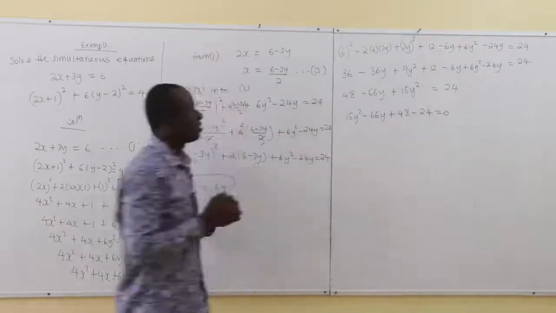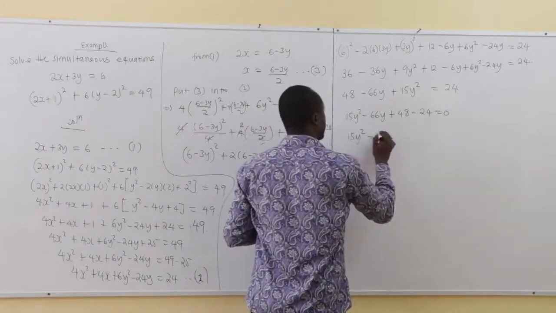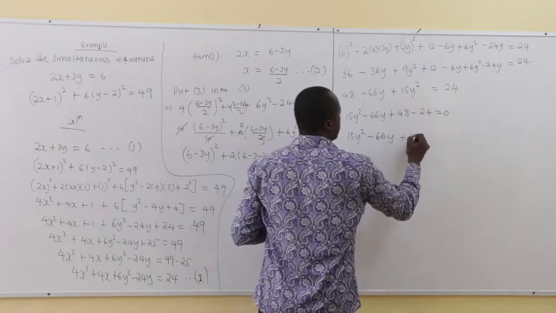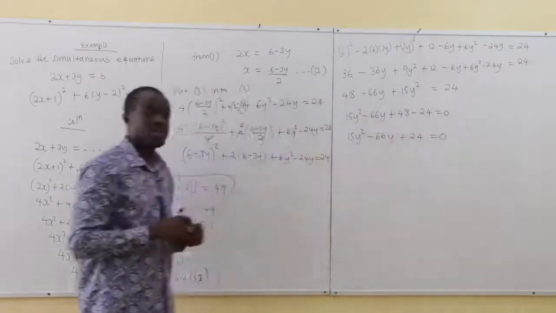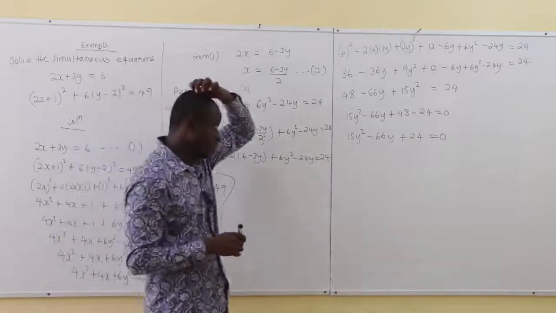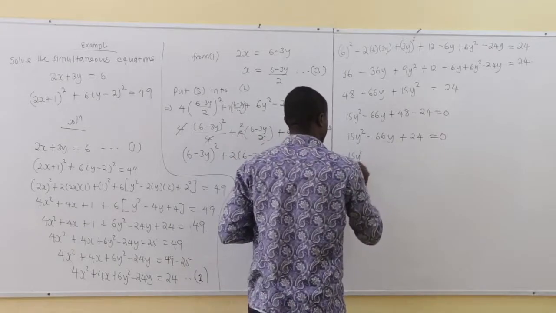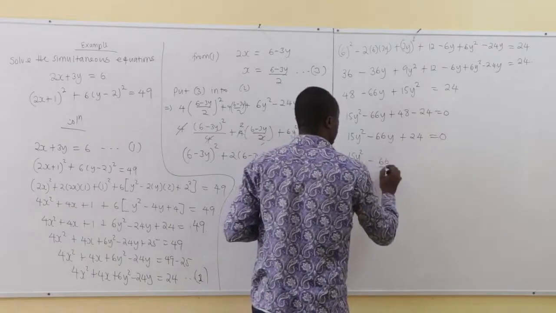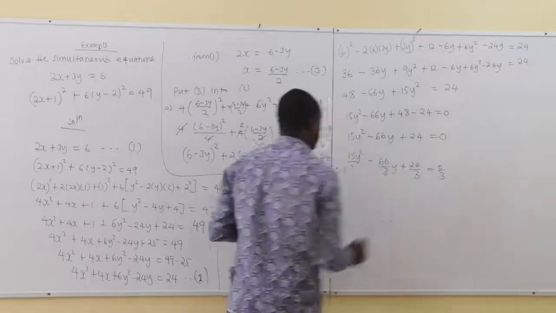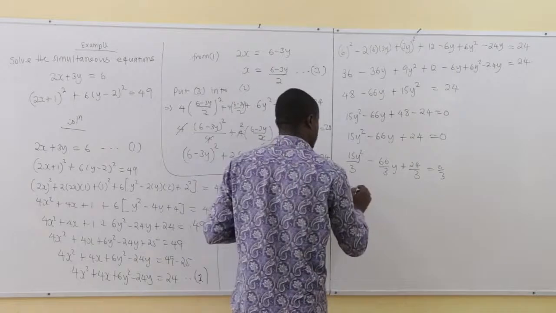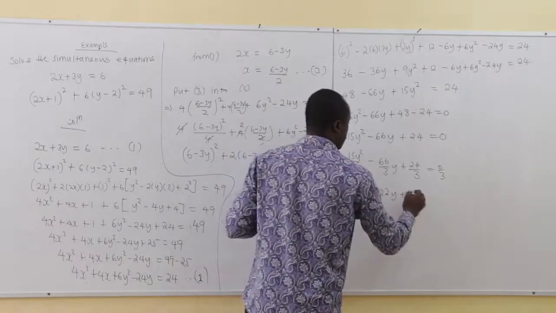This is giving us that. Now we have 15y squared minus 66y plus 24 equals 0, since 48 minus 24 is 24. What is common? 3 is a common factor, so let's divide by 3. Now 3 will go into 15 5 times, 3 will go into 66, and that's 22, and then 8 equals 0.